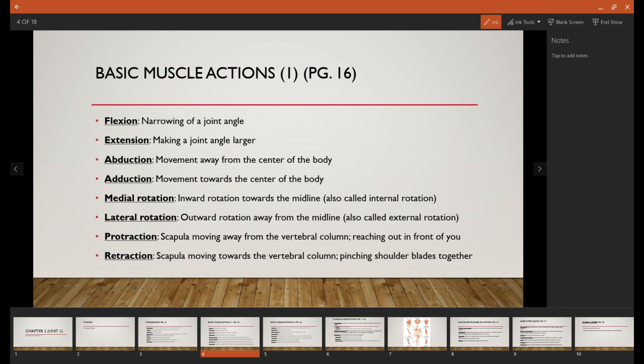The opposite of flexion is extension. That's going to make the joint angle larger. And so extension of your forearm is going to be straightening your arm out. So opposite of flexing.